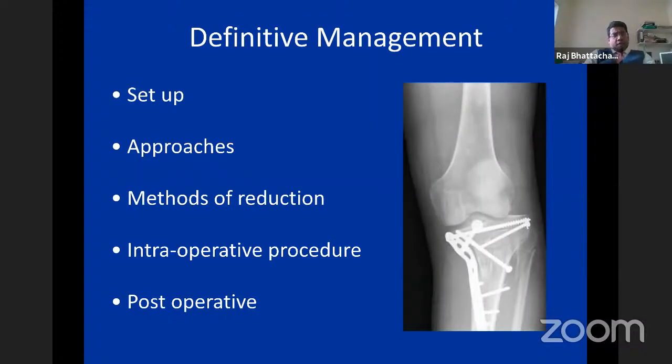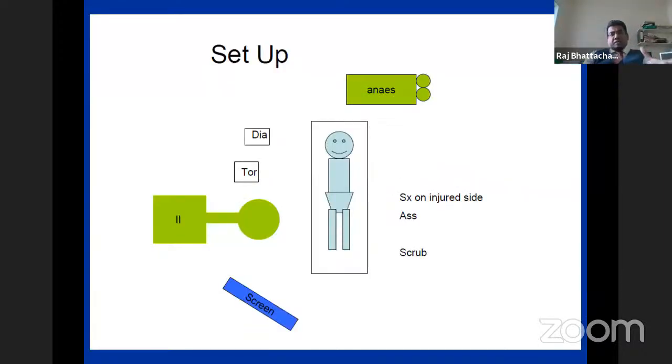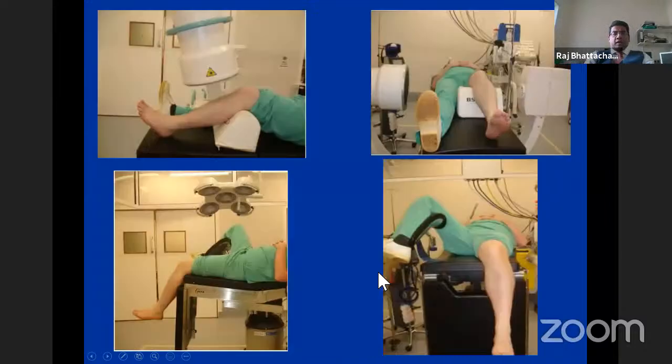So if I just quickly go through my setup and approaches. This is the kind of setup I have. You've got the patient and I sit at the top. I normally sit on the side of the injured leg with my assistant and the scrub team, and the image intensifier comes from the other side. So you can have, as Dr. Sansa mentioned, various ways of dealing with this.